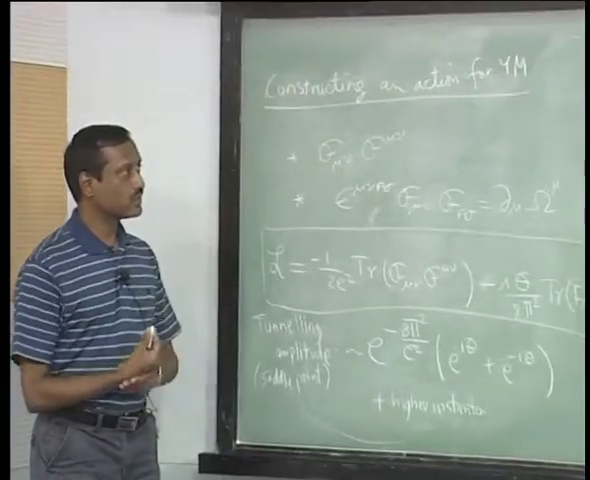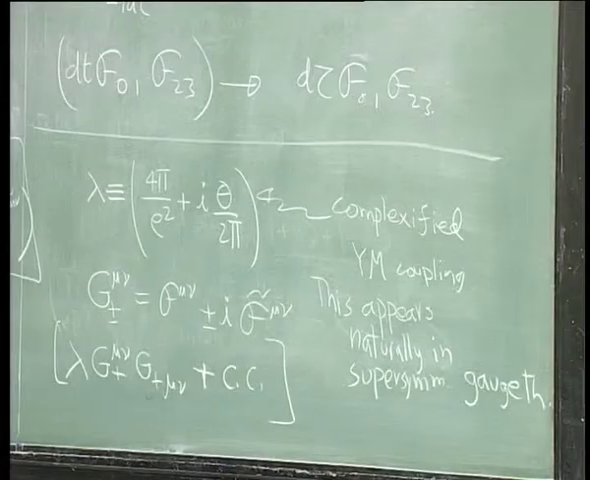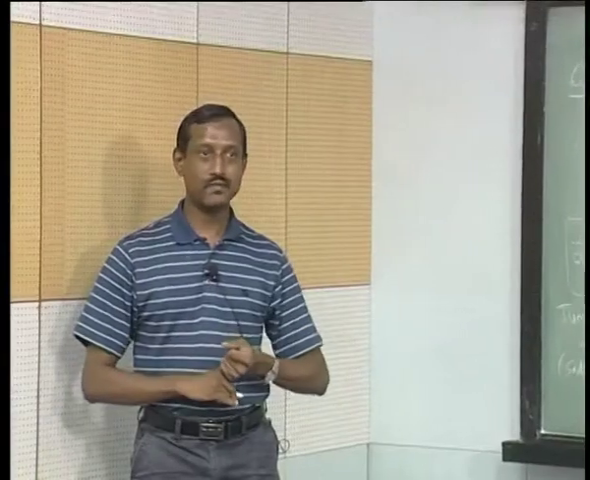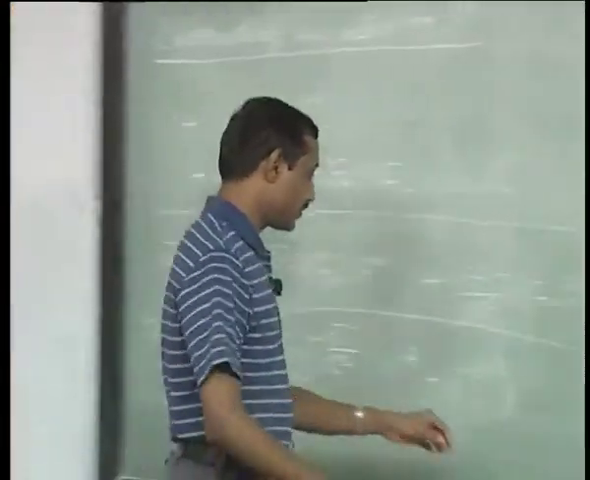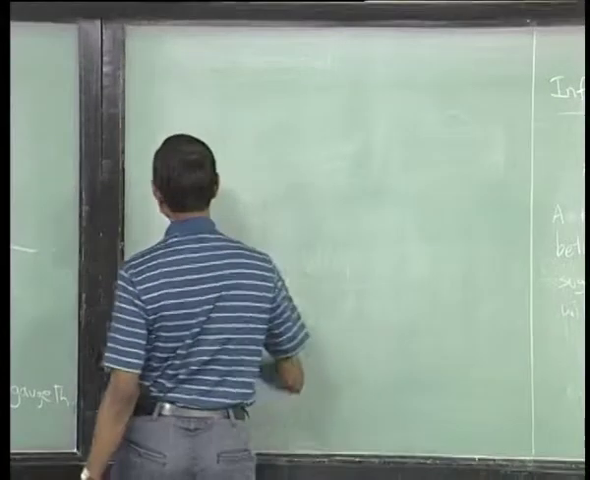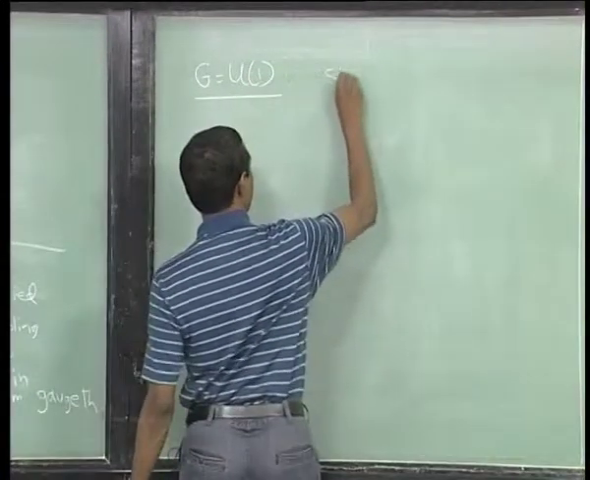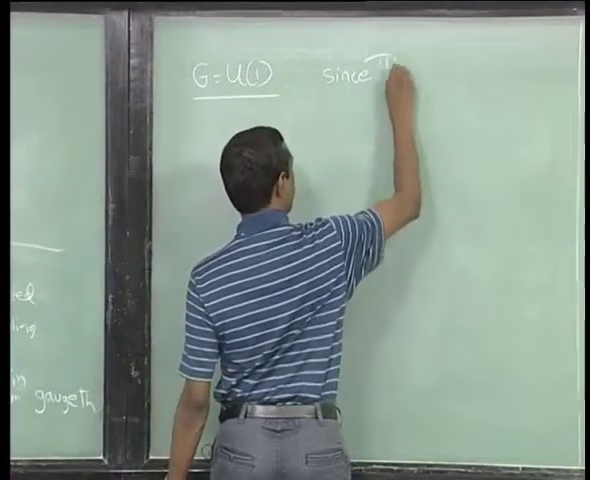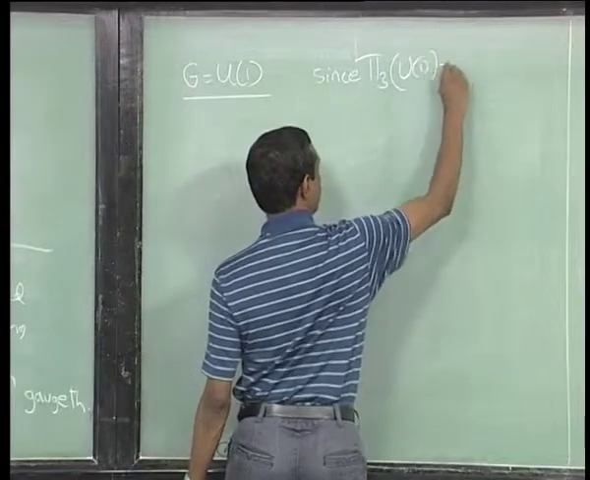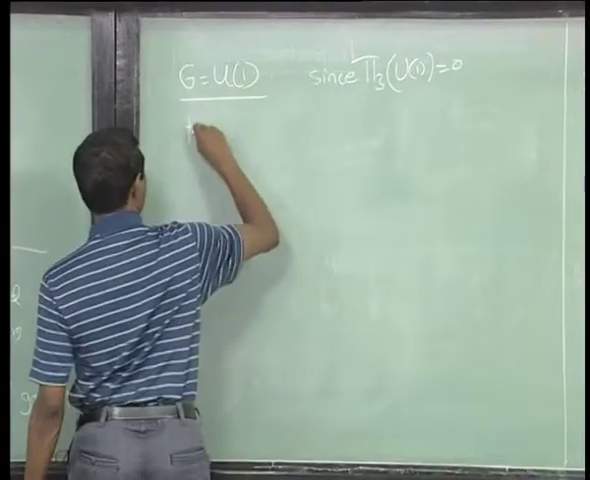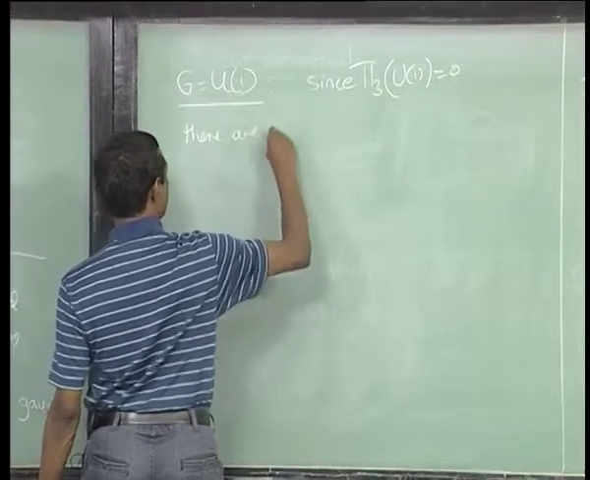I just want to conclude by mentioning something about U(1). We saw that pi 3 of U(1) was trivial. So there are no instantons for U(1). So when G equals U(1), since pi 3 of U(1) is 0, there are no instantons.